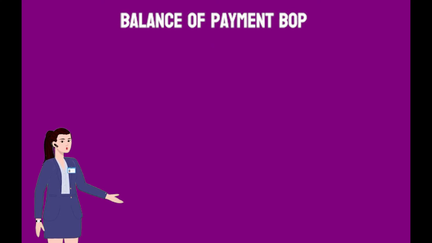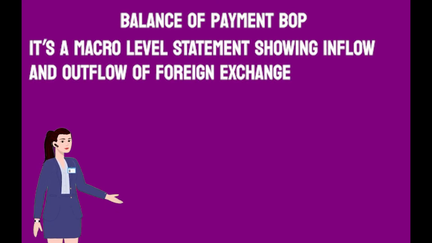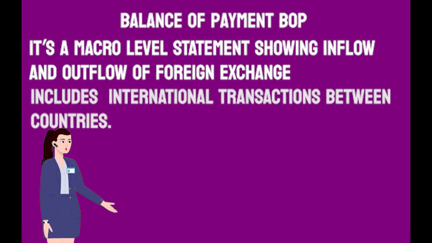Next, balance of payment, that is BOP. It's a macro level statement showing inflow and outflow of foreign exchange on different accounts. It includes international transactions between countries. That is, when funds go into a country, a credit is added to balance of payment. When funds leave a country, a deduction is made. We can say it's a record of all international financial transactions made by the residents of a country.